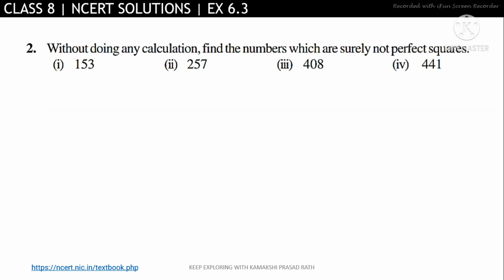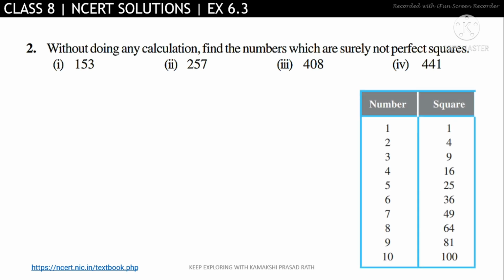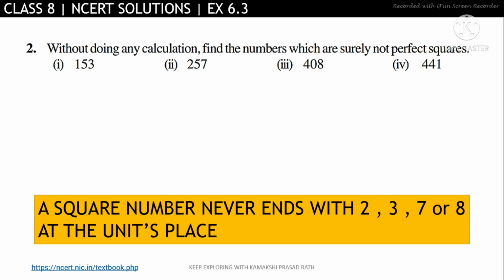Next, without doing any calculation, we have to find the numbers which are surely not perfect squares. For this, we'll follow this table which shows the numbers and their squares. As you can see here, the square numbers end with 1, 4, 9, 6, 5 or 0. None of the square numbers ends with 2, 3, 7 or 8. Hence, following this rule, we can say which of them will be perfect squares and which will not be. So first, starting with 153.